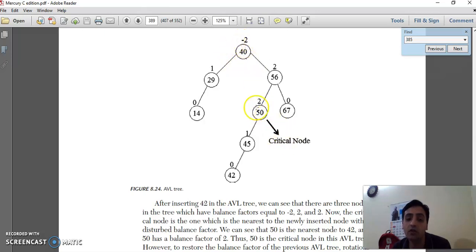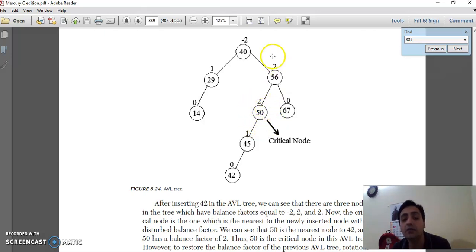But there is one node called critical node. When multiple nodes are affected, then we call one node as critical node, which is nearest to the newly inserted node. So the newly inserted node is 42. So here we will consider 50 as critical node, and we will try to balance this tree with respect to this node. So I hope you are getting the meaning of critical node.